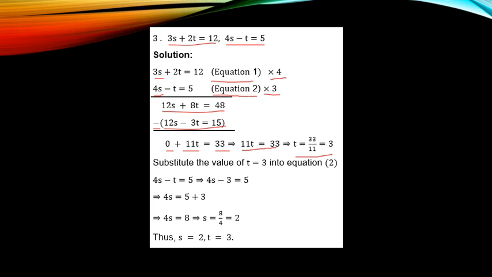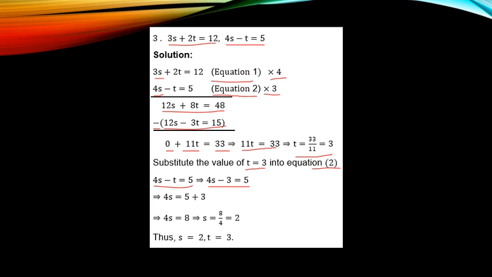Now that you solved for t, next is to solve for s, and you do that by replacing the value of t with 3 in equation 2. Like I said before, you can use equation 1 also, no problem. So this is equation 2. 4s minus t equal to 5. And what is t? t is 3, so you replace t with 3 in this step.